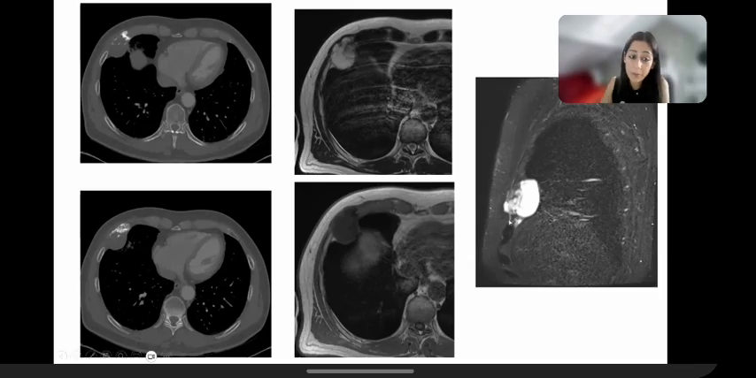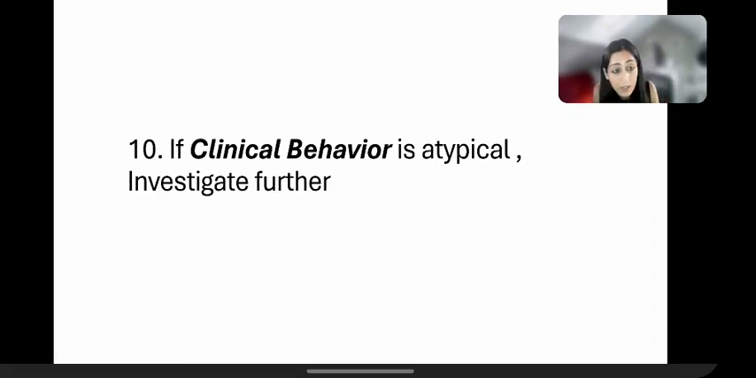So always, if you think that it's not correlating pathologically, rebiopsy or just follow it up, but do not just let it go, because you're seeing the lesion, this looks nasty. It can't just be a simple chondroid lesion. And the last is, if your clinical behavior is atypical, always investigate. Again, we are just seeing these static images. Beyond that static image, there is a patient. And if that patient has symptoms, no matter what your imaging shows, you have to investigate those symptoms. You have to follow it up.